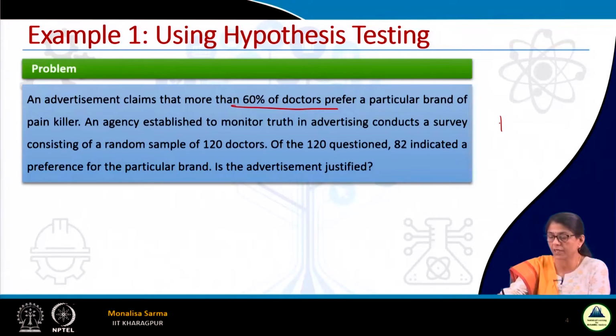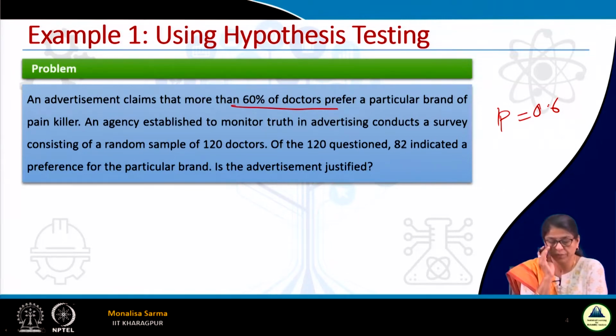That means I can say small p is equal to 0.6. That is the claim. An agency established to monitor truth in advertising, a third party basically, takes note that the advertisement is claiming that more than 60% of the doctors prefer this particular brand.